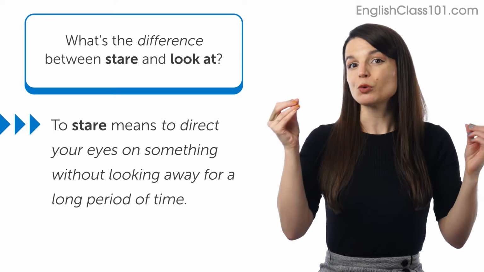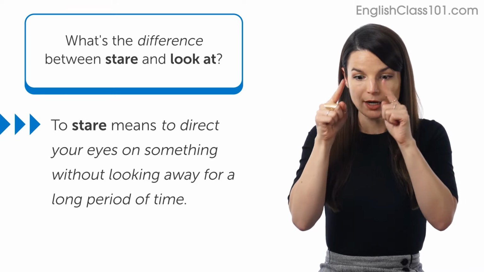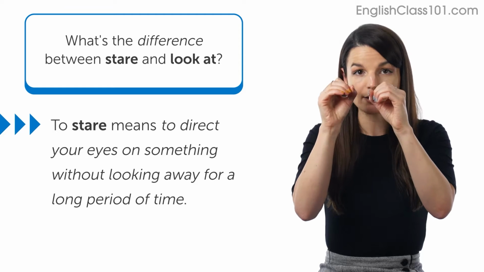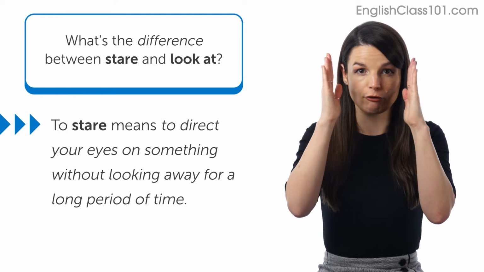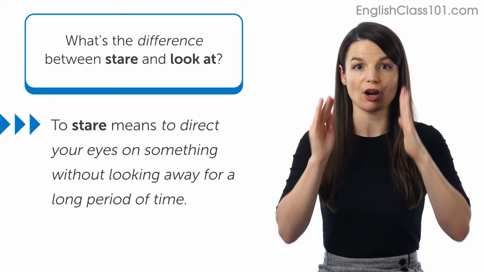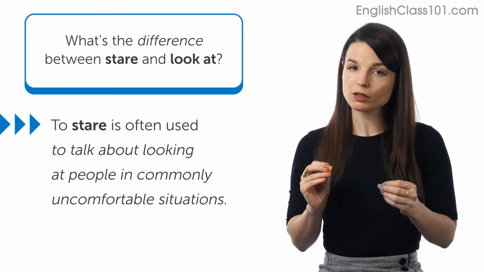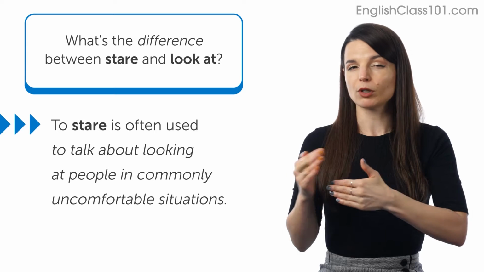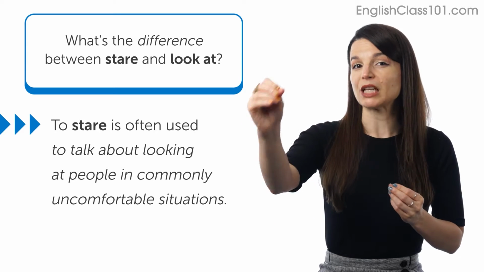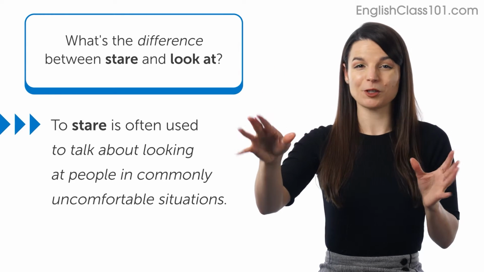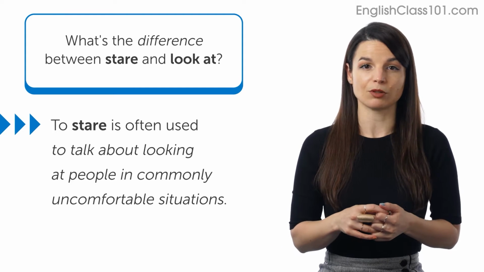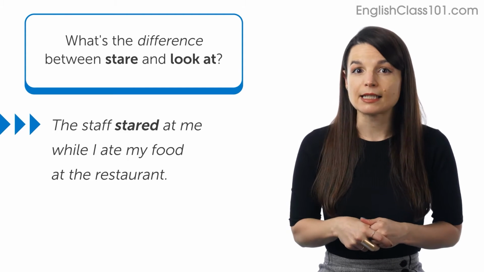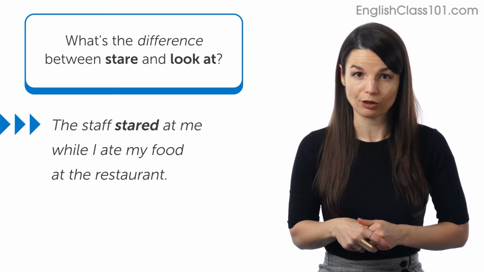On the other hand, to stare means to direct your eyes on something and not move. So when we stare at something, we look at it for a very long time and with very strong focus. We use the word to stare when we're talking about looking at other people a lot. And this is often used to talk about uncomfortable situations. So here's an example sentence. The staff stared at me while I ate my food in the restaurant.